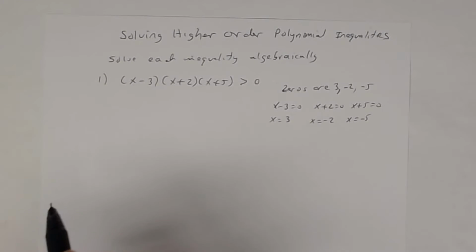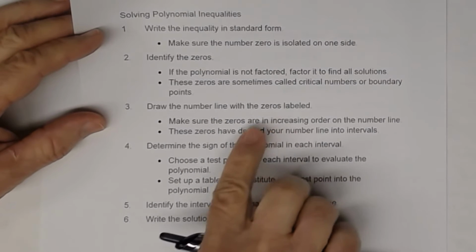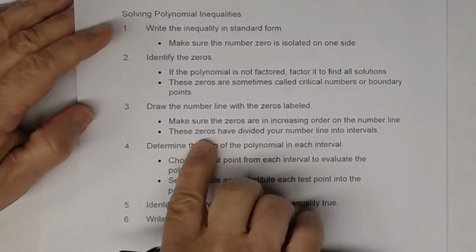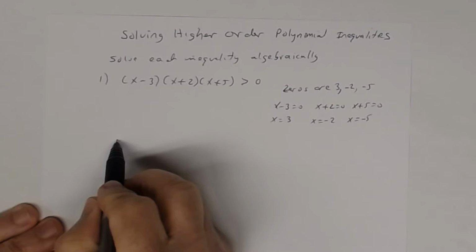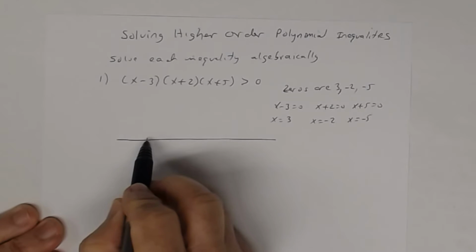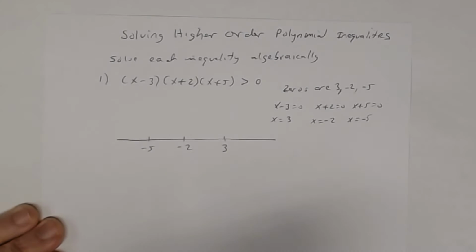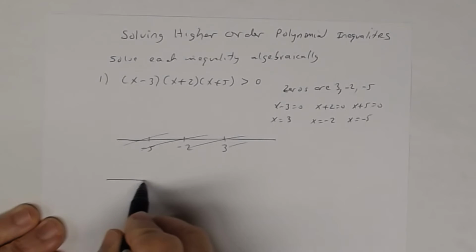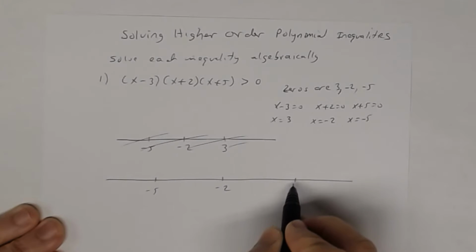And then once you find the 3 zeros, remember the next step is to put those zeros on the number line and make sure they're in increasing order. And just as in the previous lesson when we talked about quadratic inequalities, those zeros divide your number line into intervals. So I'm going to put those zeros on the number line, and let's put them in numerical order. So negative 5 is going to be listed first, then negative 2, and then positive 3. Let me go ahead and space it out a little bit better. So negative 5, negative 2, positive 3.